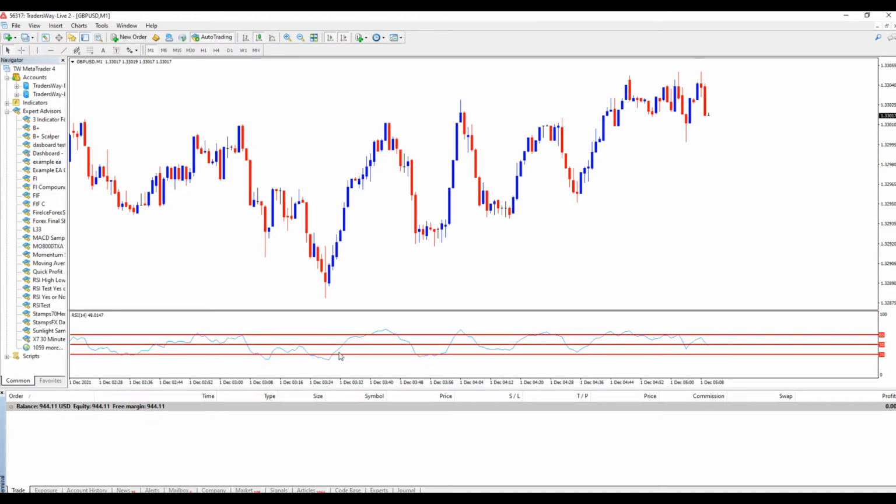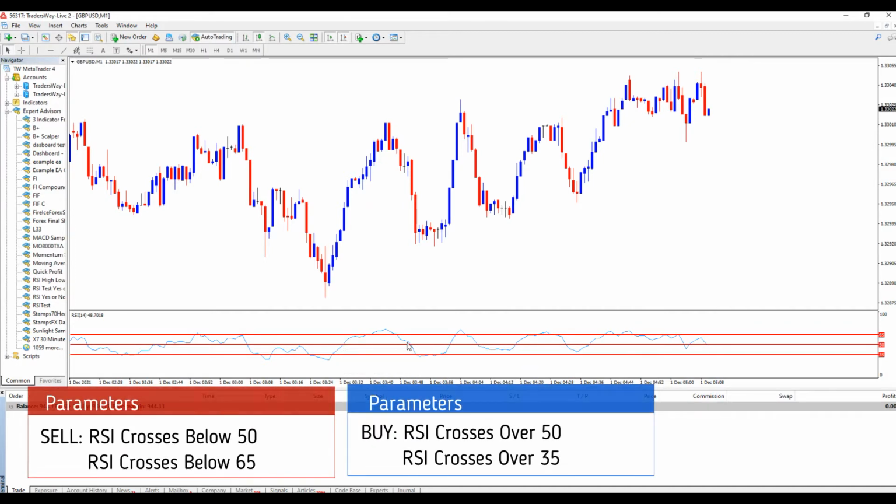Alright, so the first thing we want to do is, this is the 50 line I have marked here in the middle. Anytime the RSI crosses over the 50, we want to buy. Anytime it crosses below the 50, we want to sell. We also want to buy if the RSI crosses above this 35 level. And we also want to sell if the RSI crosses below this 65 level.